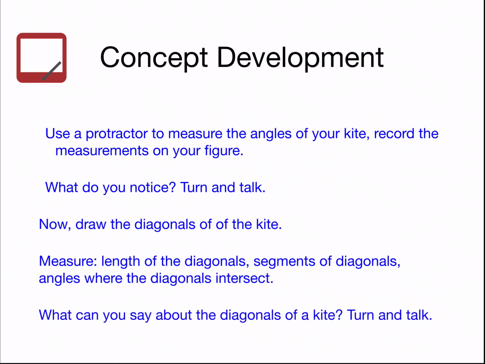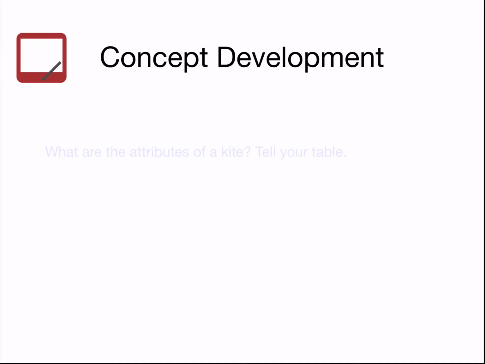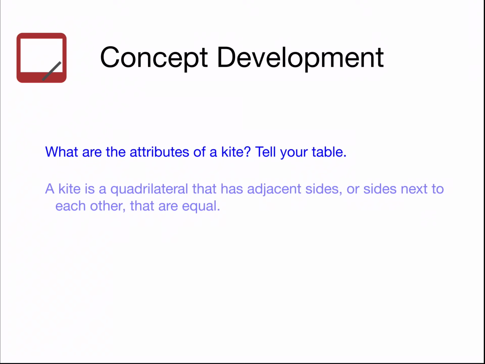And after you do that, what can you say about the diagonals of a kite? Are they equal in measurement? Is one longer than the other? Where do they intersect? Okay, so what are the attributes of a kite? You're going to write these down. Instead of telling your table, you're going to write them down. You are going to post them to Seesaw.